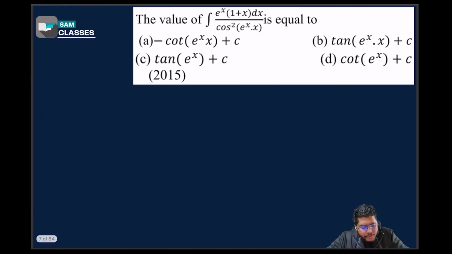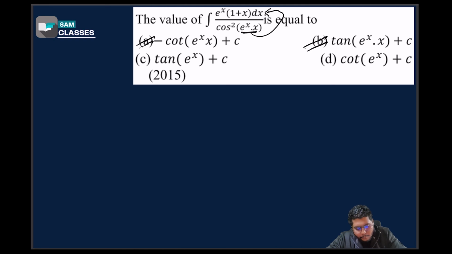Now coming to this question, students, what we have. See, this question we can do in 5 seconds max. If you see, down we have x e power x, correct? And if you see its derivative, even if you don't see, its derivative is here. So in the answer, whatever we'll get, we have to get something with x e power x. So either we'll get tan or we'll get cot.